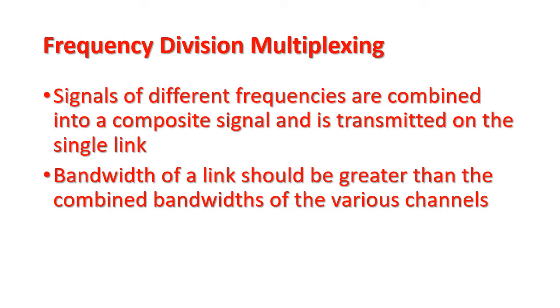Frequency division multiplexing. Signals of different frequencies are combined into a composite signal and transmitted on a single link. The bandwidth of a link should be greater than the combined bandwidths of the various channels. An example for this is radio broadcasting. All the signals are transmitted over a single medium, which in broadcasting is actually air or the atmosphere. See, this is why we modulate our signals, for them to have different frequencies.